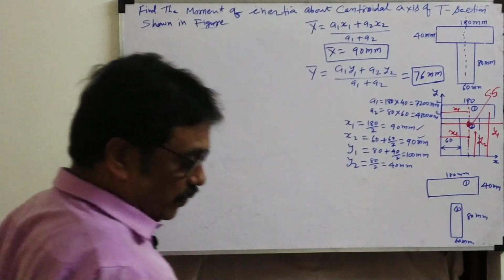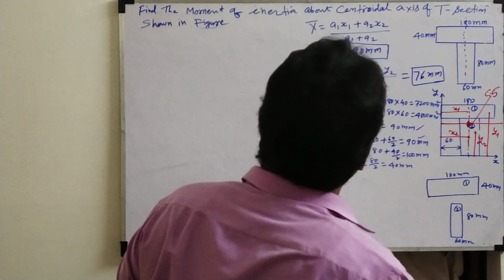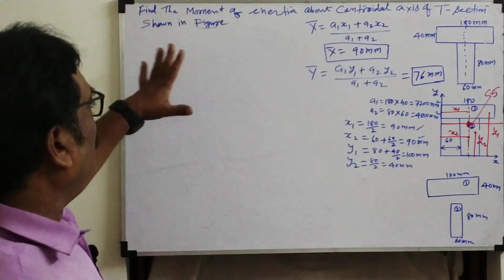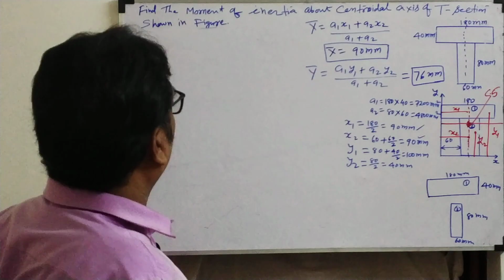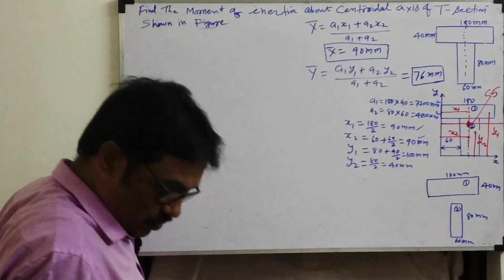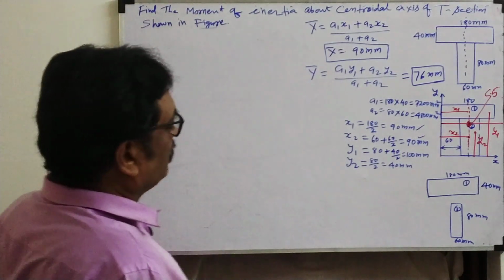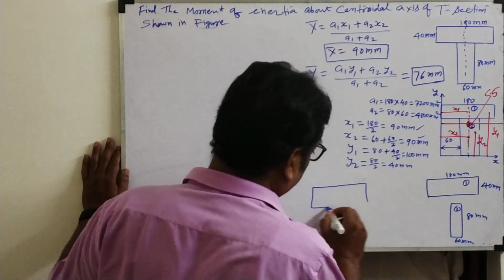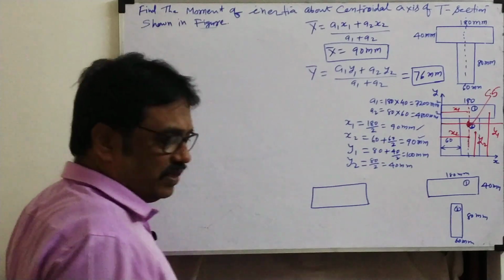Now we'll find the moment of inertia. So we'll calculate the moment of inertia. It will be very simple now because we have all the data. We only have to write the formula, substitute the values, and we'll get the answer. But before going to the moment of inertia, one simple concept: we should know the individual section's moment of inertia.